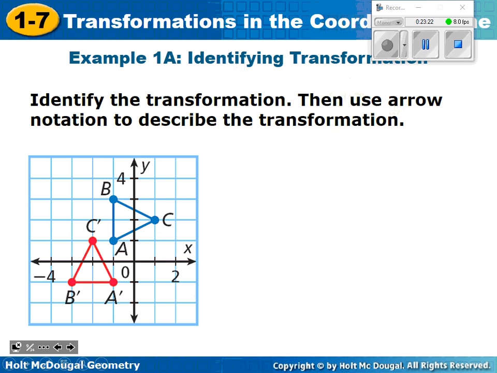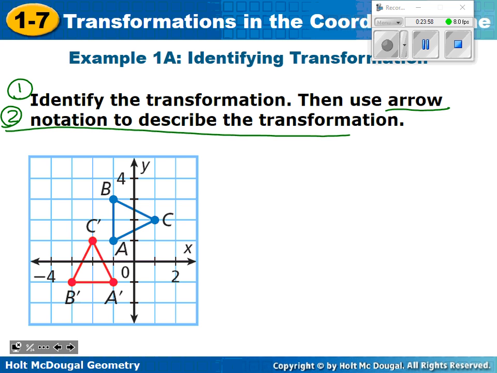So first example. It says, identify the transformation. Then it says, use arrow notation to describe it. Are we on a graph? Yes, so you have to give me specifics. So look at your picture. First of all, which shape is the pre-image? Blue or red? Blue. We know because the red has what? Primes, okay? So we're trying to go from blue to red. How do we get from blue to red? Reflect, translate, or rotate? Everybody thinks rotation?